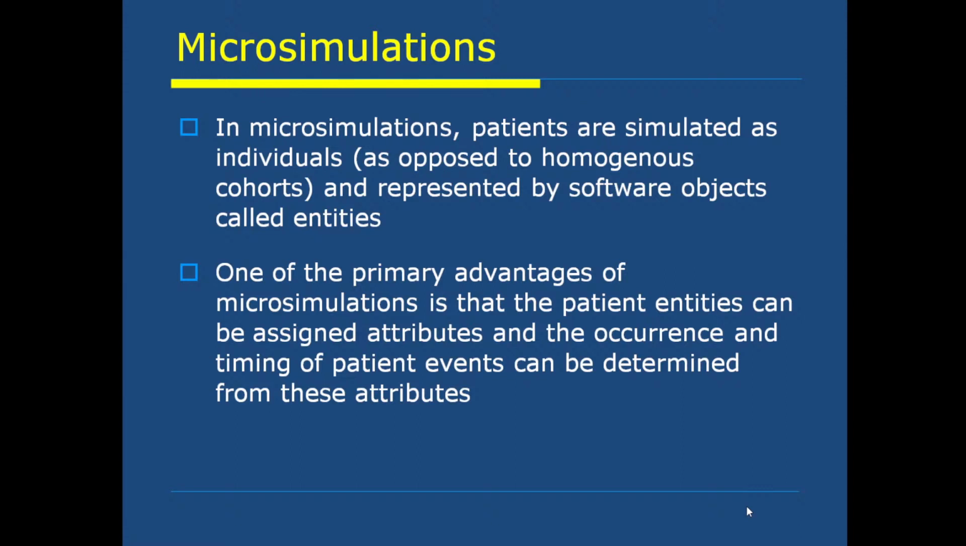Next method of modeling is the microsimulation. In microsimulations, patients are simulated as individuals as opposed to a homogeneous cohort, and represented by software objects called entities. One of the primary advantages of microsimulations is that the patient entities can be assigned attributes, and the occurrence and timing of patient events can be determined from these attributes.